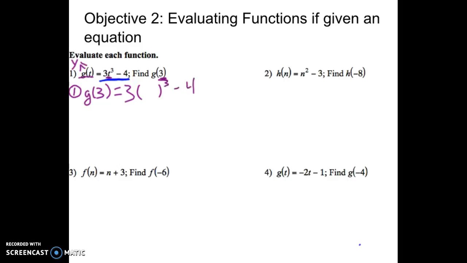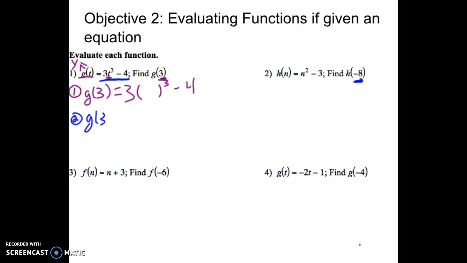Parentheses are important because, if you notice, in g of 3 the 3 is not negative, but in number 2 the input we're going to use is negative. At times it can get confusing when working with negative numbers, so I always want to keep them in parentheses. So that's my first step: just rewriting the notation, making note of what I'm actually going to start replacing, and replacing it with parentheses.